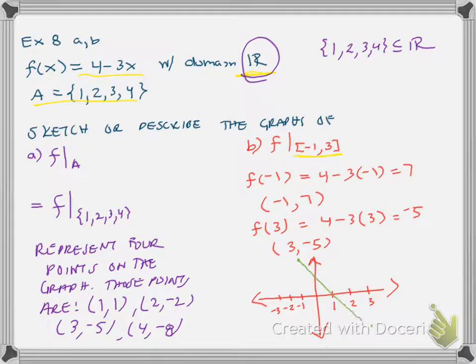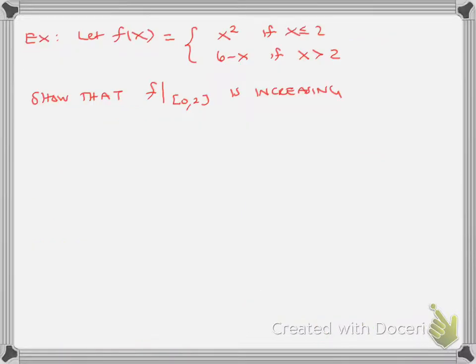So graphically, since the first one we described in words, this one we can graph. So this restriction, f restricted to this closed interval, is just going to represent a line segment from -1 to 3. Okay, so hopefully that made sense. Finally, our last thing we want to do is a proof, sort of combining that restriction with increasing. So this is saying show that f restricted to the closed interval 0, 2 is increasing.